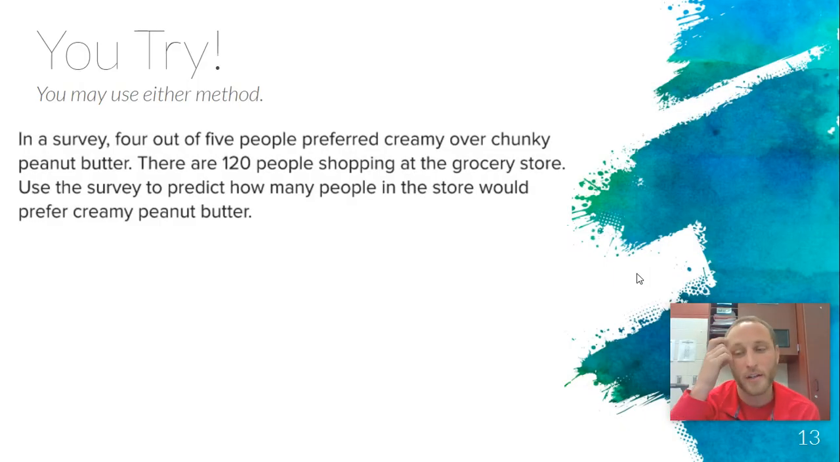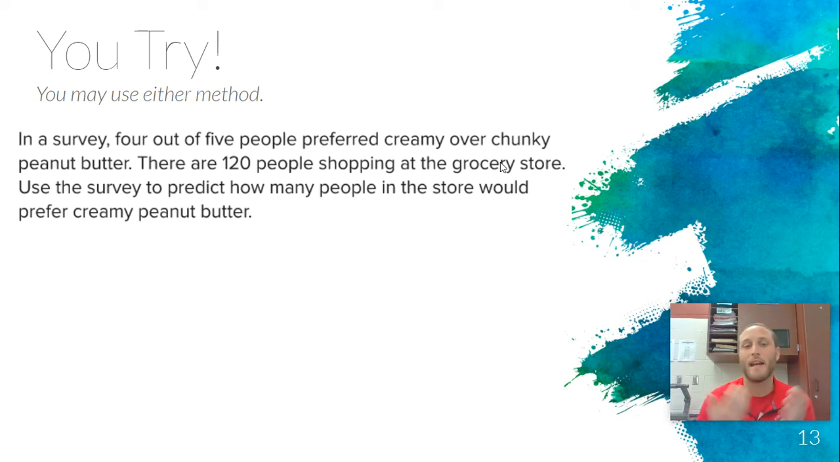All right, now you try. You can use either method, but I'm going to set up the second method for you just to kind of get you started. So it says, in a survey, 4 out of 5 people prefer creamy over crunchy or chunky peanut butter. I actually prefer creamy over chunky peanut butter myself. Well, there are 120 people shopping at the grocery store. If you took a survey of all those people to predict how many people in the store would prefer creamy peanut butter, what would the answer be?